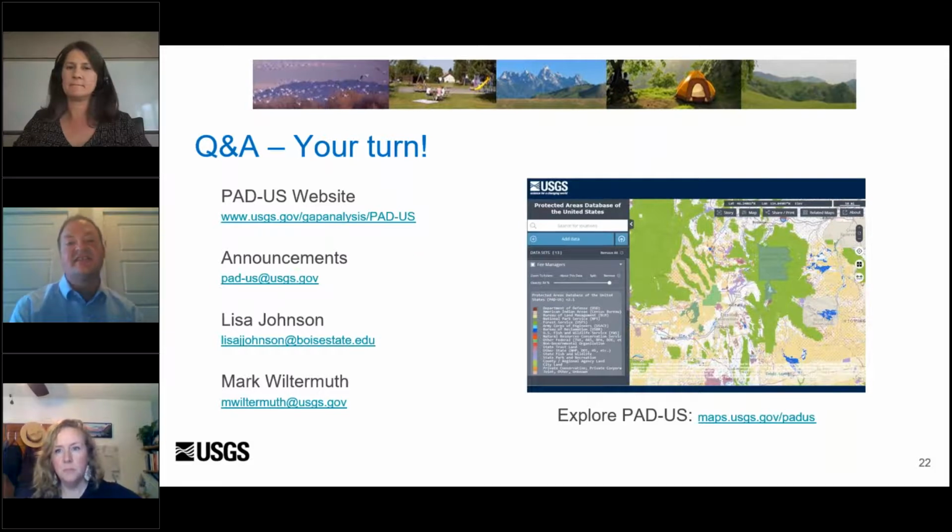I'll take one step back on that. The PAD-US database has not only the GAP status codes, but also the IUCN protected areas categories. Then the next step to the question is the other effective conservation measures, and that is laid out by IUCN. There's a methodology as well as some use cases.